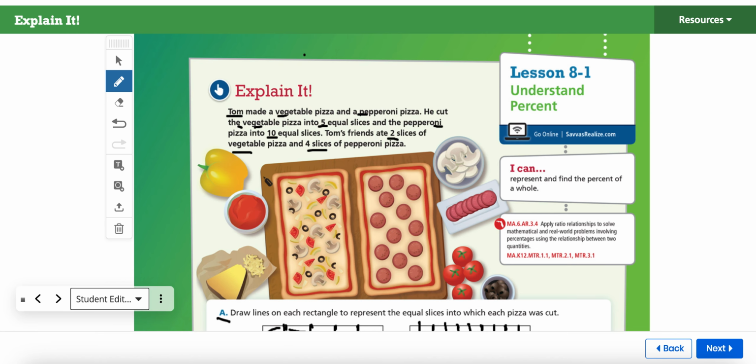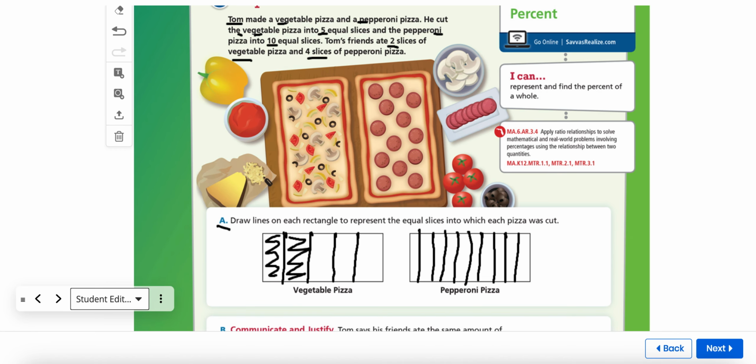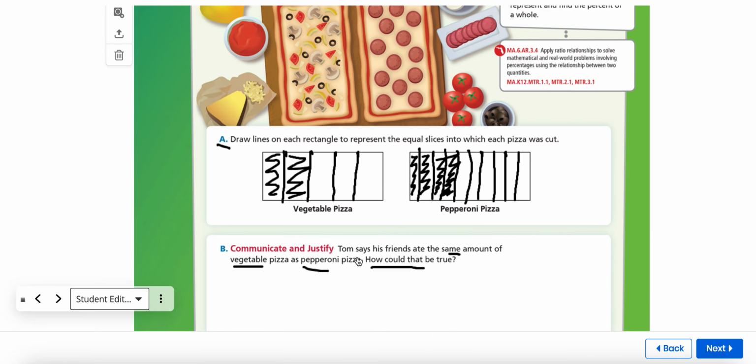Now the pepperoni pizza, they ate 4 slices. Remember, the slices are a little smaller, but they ate 4 of these. So this is 1, this is 2, this is 3, and this is 4. Okay, so now is this the same amount?